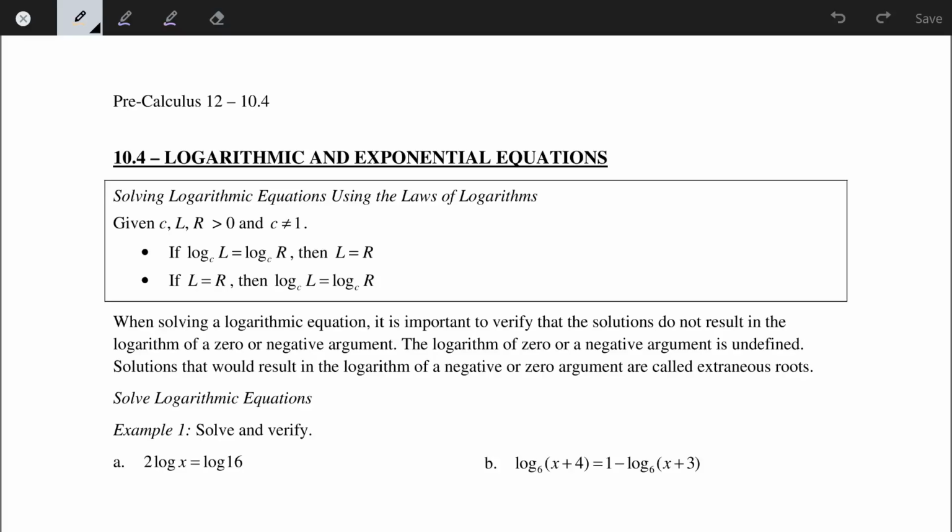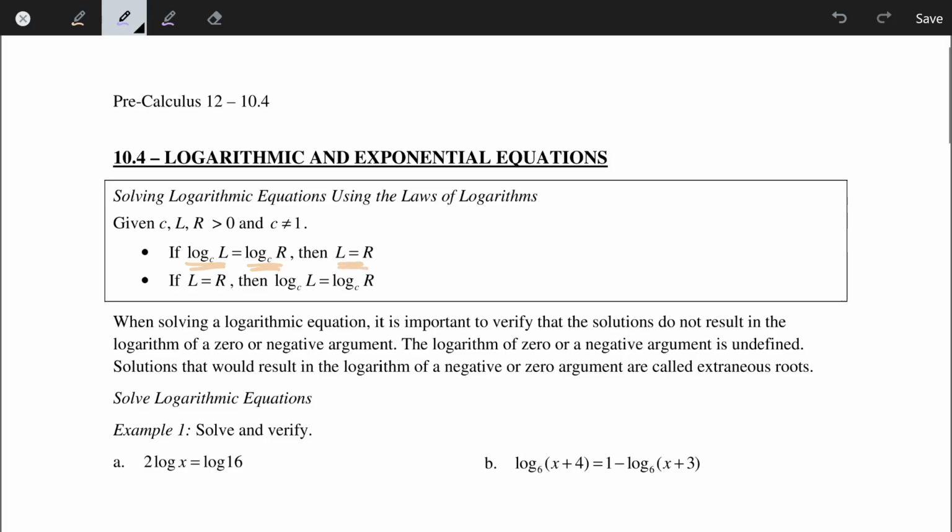Hello everyone. So today we're going to go over section 10.4, logarithmic and exponential equations. Suppose we have the following conditions, that the base c and then the arguments L and R are all greater than 0, and that c is not equal to 1. So then what we'll have is the following, and that is, if log base c of L is equal to log base c of R, then L is equal to R.